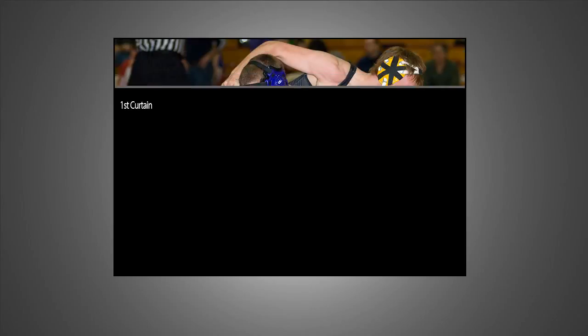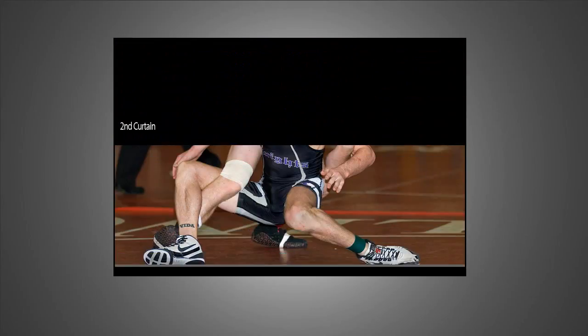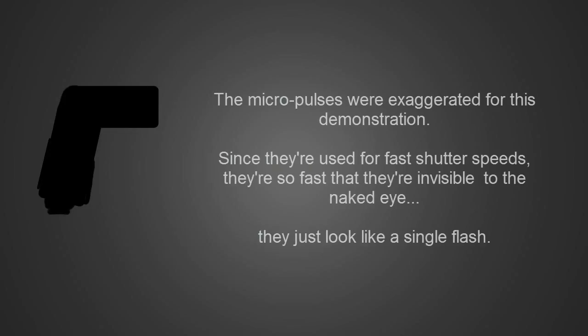This means that as the slot between the two shutter curtains travels across the frame, each area is being lit by those micropulses of light and getting the same exposure. Unfortunately, this also means that the micropulses are much less powerful than a single flash burst would be, so High-Speed Sync is primarily useful for fill light rather than as a main light source.